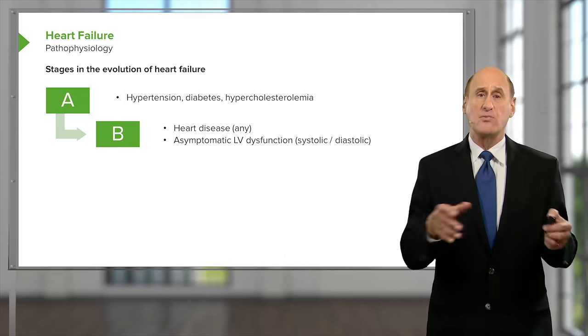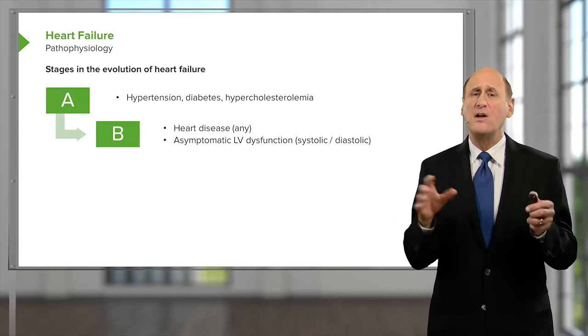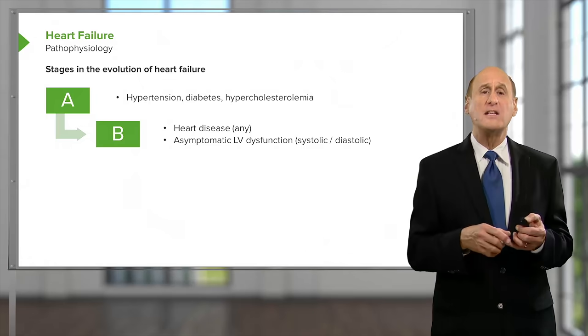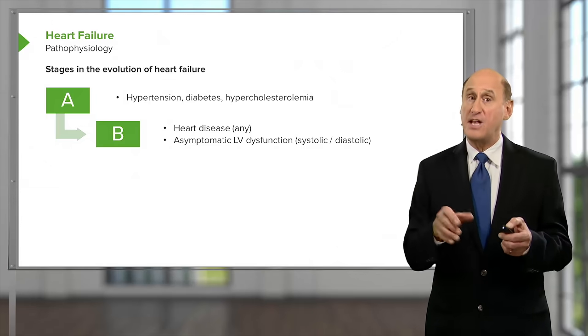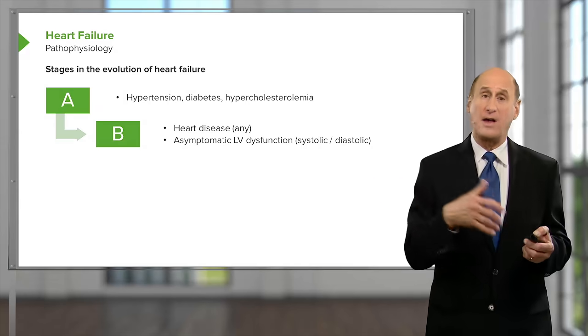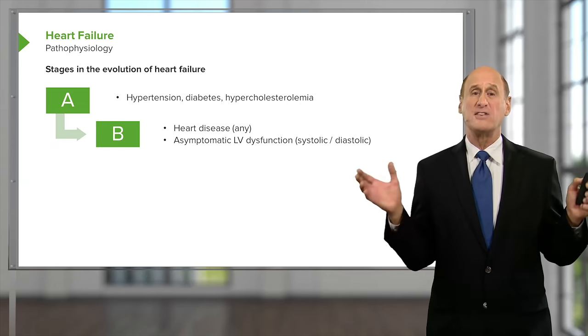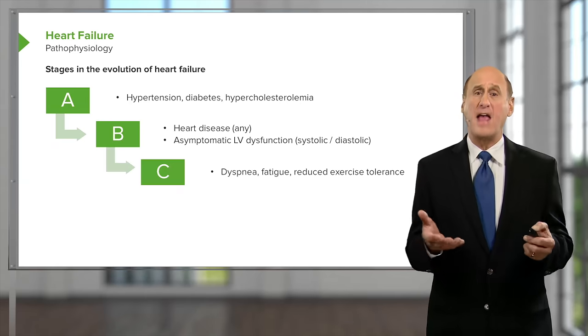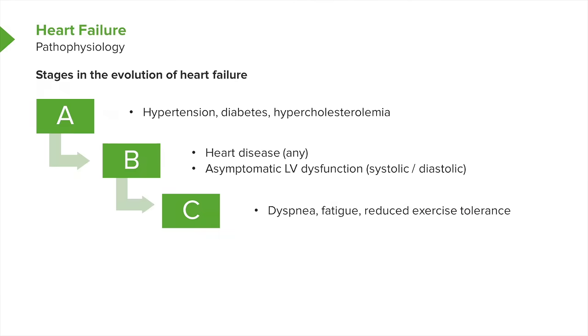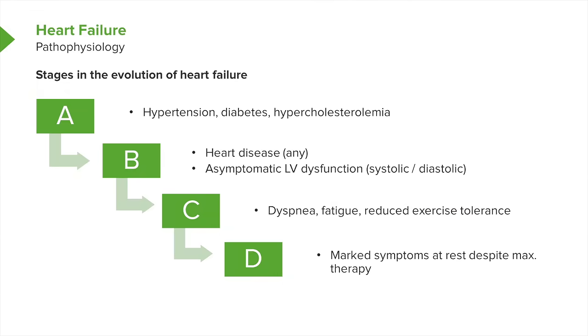Stage B is when you're starting to have some very early signs of heart failure by some of our fancy tests, such as from the echocardiogram, but the patient is still asymptomatic. Stage C is when the patient is already having symptoms. They're tired, they're short of breath, they have peripheral edema, and stage D is when they're really incapacitated with heart failure, marked severe symptoms of heart failure.